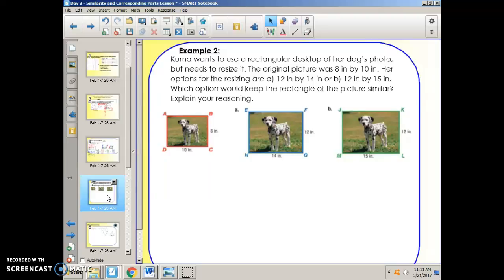If not, that's okay. So example number 2, it says, Kuma wants to use a rectangular desktop of her dog's photo, but needs to resize it. The original picture was 8 by 10. Her options for resizing are 12 by 14 or 12 by 15. Which one keeps it similar? And explain.